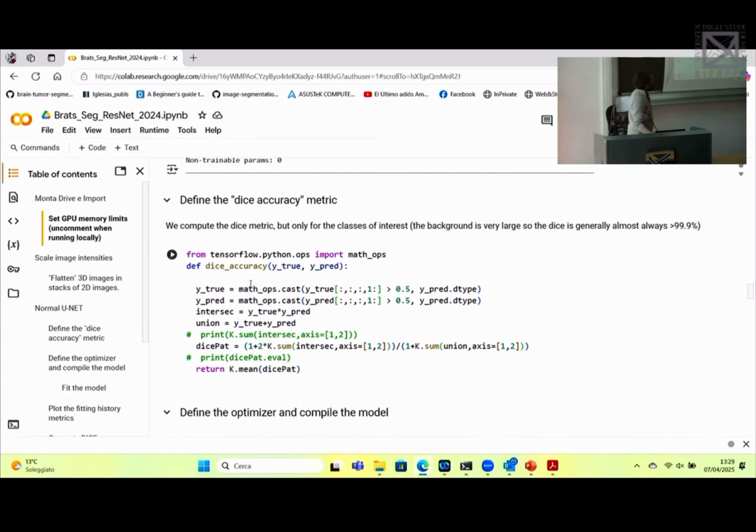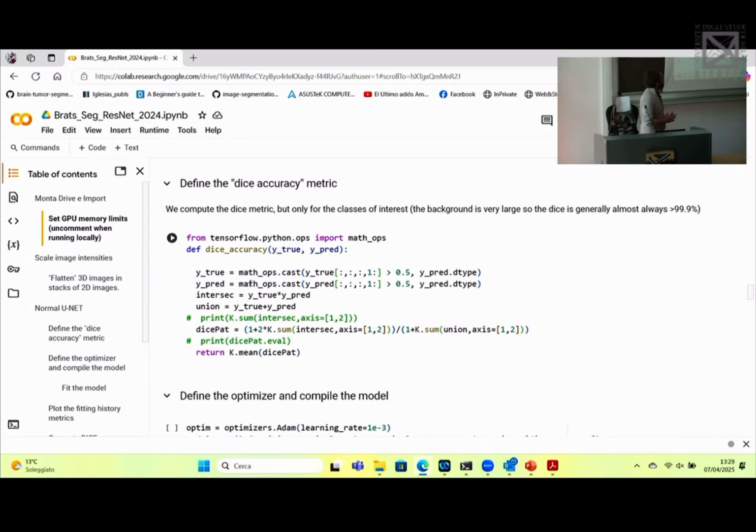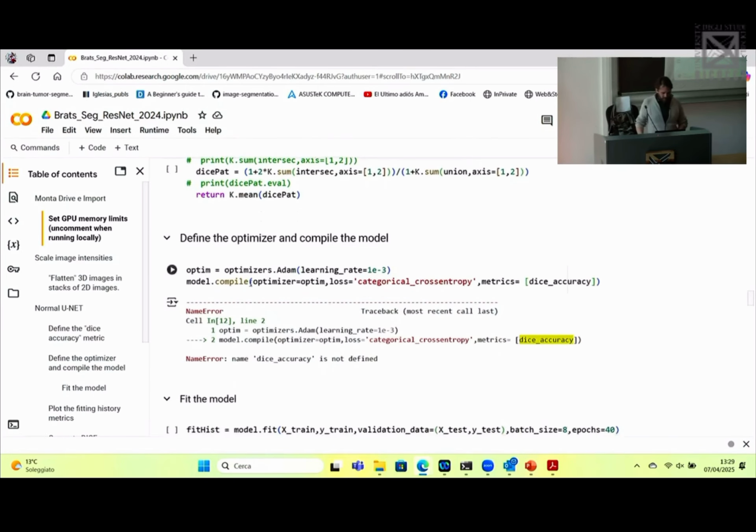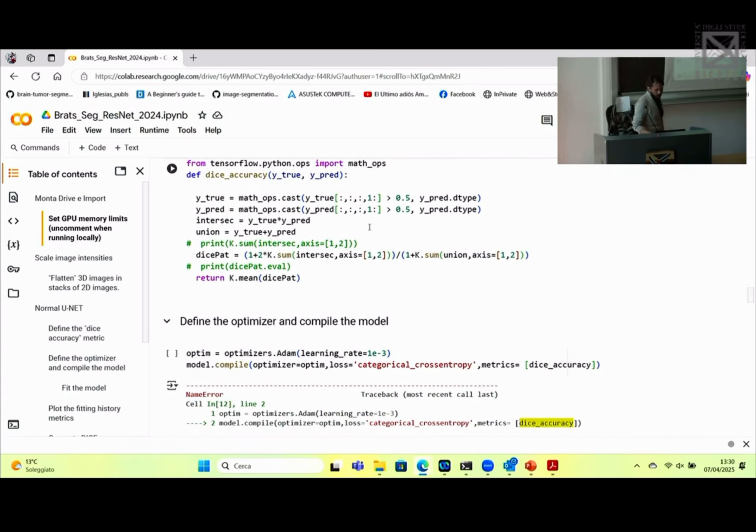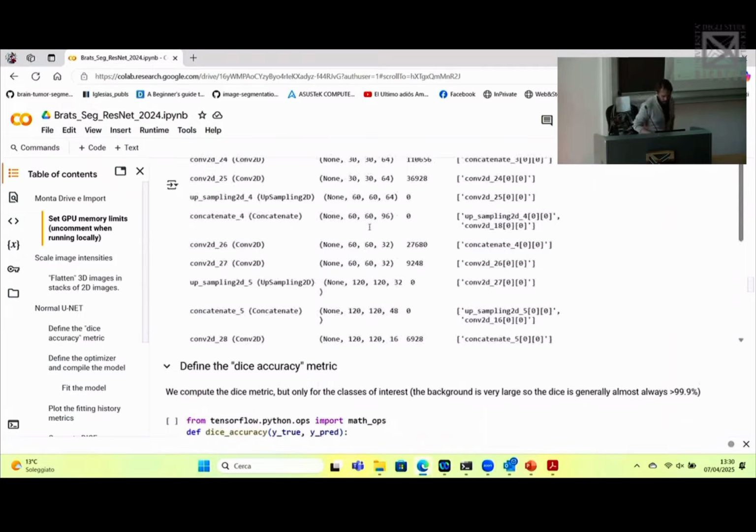Now, finally, we define the metrics. One metric that we can have is the dice accuracy, which is the extension to images, if you want, of the intersection over union metric. It's pretty standard, and then we can just define the model. Now, as a loss, we should use the categorical cross entropy. We have 4 different possible categories because our segmentation is multi-label. And okay, that's it.